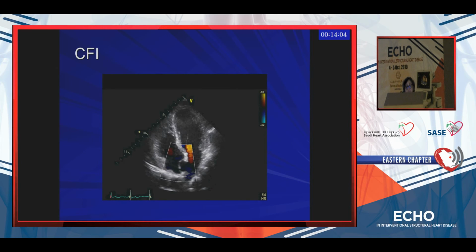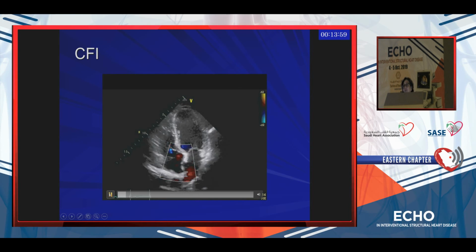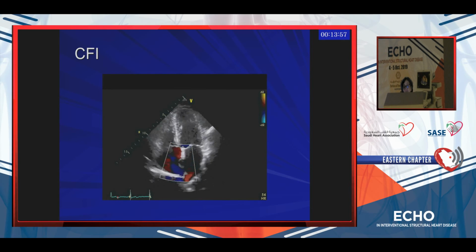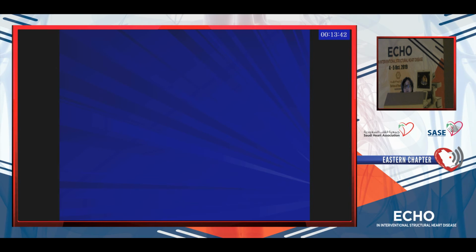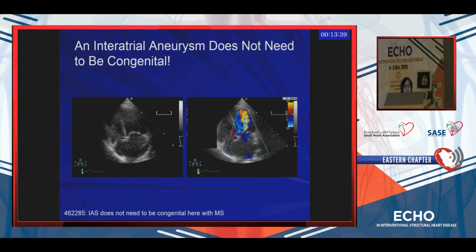If you're lucky, you have to put color and try to see the shunts like you've been told. And if you're lucky, you will see something. But most of the time, you don't see much. And if it is really strongly suspected, for example, a patient sent to you with a cryptogenic stroke or something like this, you have to do a bubble study. But I will discuss with you a bubble case that happened to me last week at the end if I have time. And an interatrial aneurysm does not have to be a congenital one.